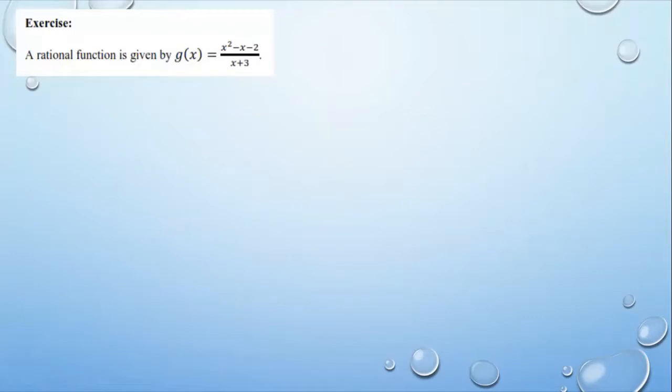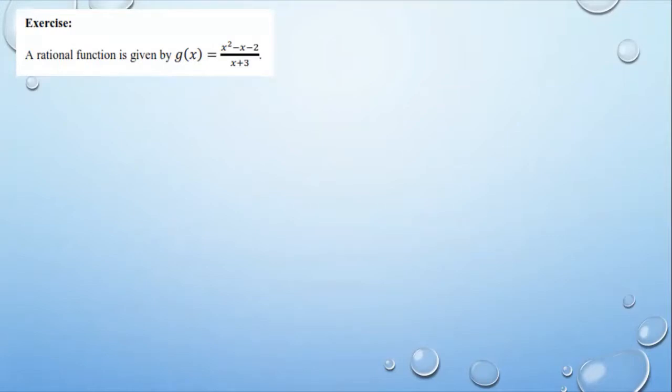It says our rational function is given by g of x equals x squared minus x minus 2 upon x plus 3. So you can see in the numerator you have x squared minus x minus 2 and the denominator is x plus 3. Now this is a top-heavy function. Why? Because the numerator is heavy. The highest power in the numerator is x squared, so the highest power is 2. In the denominator it's only x. So the highest power is what?